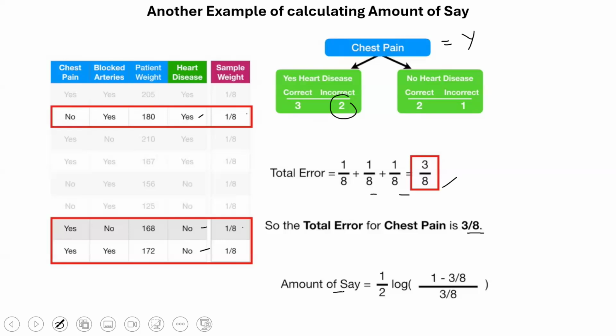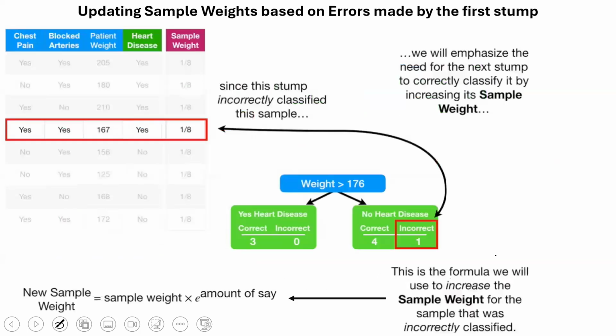To calculate the amount of say, you just have to do 1 by 2 logarithm of (1 minus total error) by total error. This value will give you the amount of say. This is just an example of calculating the amount of say for this particular case, if you're considering this as the initial stump. If chest pain has the highest information gain, we will consider this as the initial stump. If this is considered as the initial stump, then the total error is calculated this way and the amount of say is calculated this way.